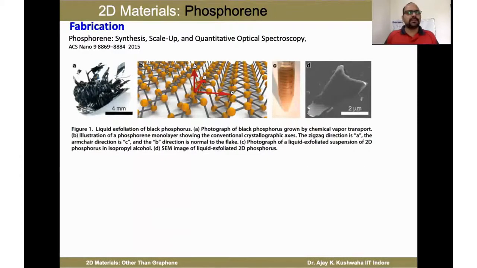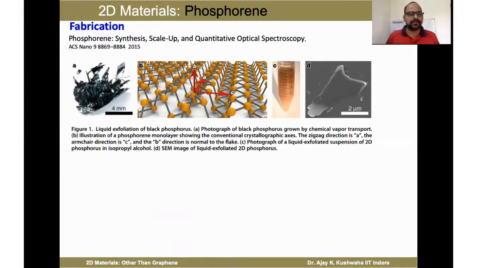So this is one of the articles which has shown phosphorene synthesis using black phosphorus. They have also demonstrated how the synthesis can be scaled up, how we can increase the yield, and apart from this they have also investigated the optical properties. Figure A shows the black phosphorus photograph, which was grown basically using chemical vapor transport.